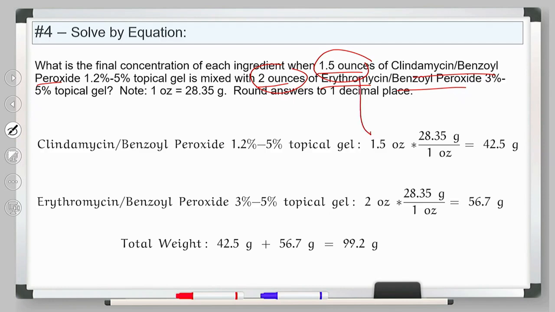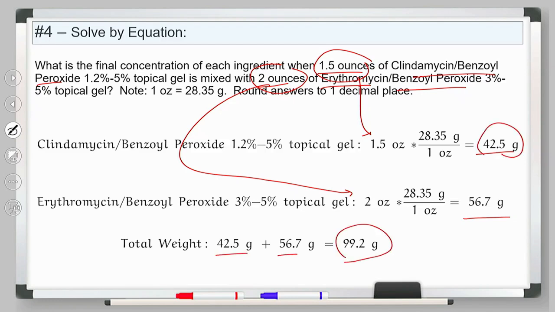So the 1.5 ounces, given the conversion factor, just means that the first cream we're going to be using is 42.5 grams, whereas the second one we're adding to it is going to have 56.7 grams. And while we're here, now that I know the weight of each cream, when we mix those together, what will the final weight be? The combination of those two weights. So let's figure out the total weight when everything's added together.